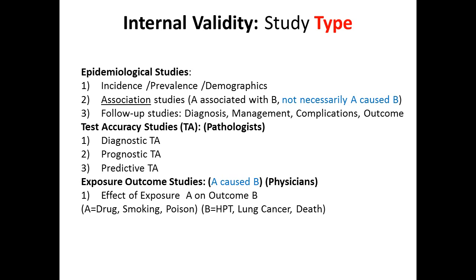So A can be something beneficial like a drug, something of unknown status like smoking, of course now we know it's not, or something frankly dangerous like a poison. The outcome can be the effect of drug A on hypertension, whether smoking causes lung cancer, and whether poison can cause death. So these are the 3 main kinds of study types in medicine.